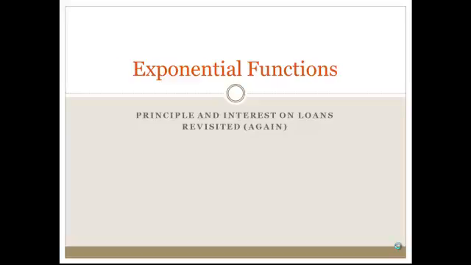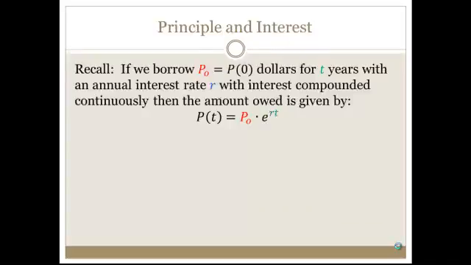Let's revisit our discussion of principal and interest on loans again. Recall we found that if we borrow P0 for T years with an annual interest rate R and interest compounded continuously, then the amount owed is given by P of T equals P0 times e to the RT.